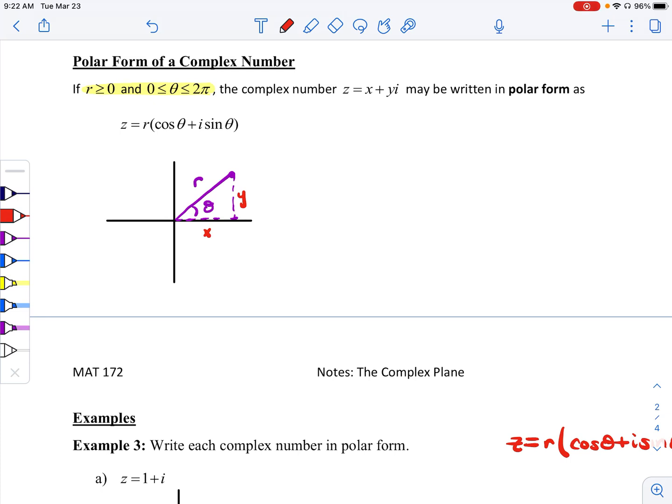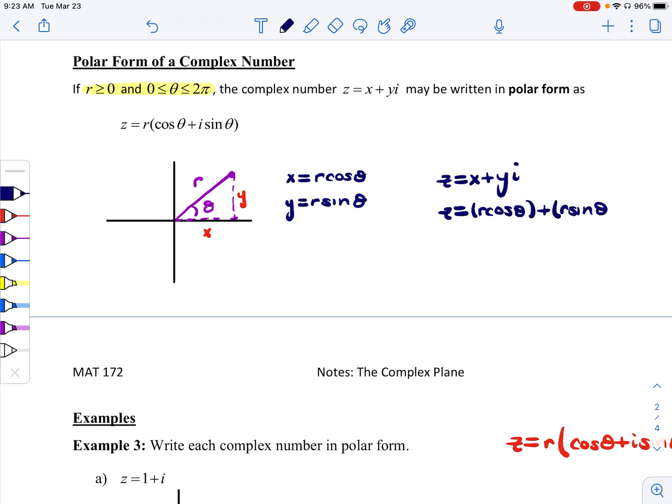Okay, well, if you recall from when we did our polar coordinates and our conversions back and forth between polar and rectangular, we know two formulas. x is equal to r cosine theta, and y is equal to r sine of theta. So if you think about your complex number in standard form or rectangular form, x plus yi, let's go ahead and make these substitutions in here. For x, I'm going to substitute in r cosine of theta. And for y, I'm going to substitute in r sine of theta.